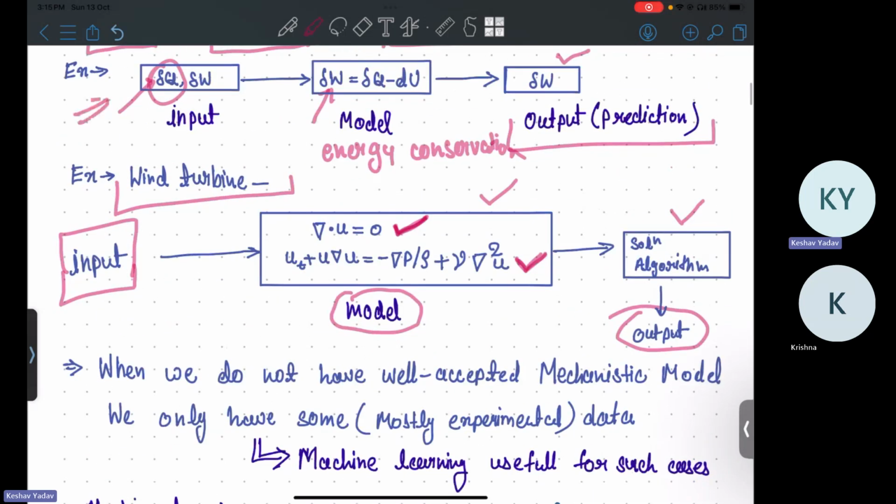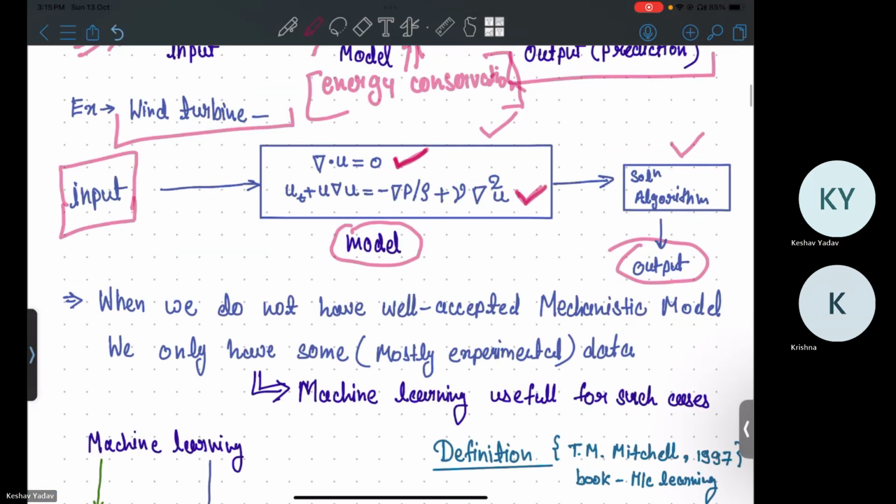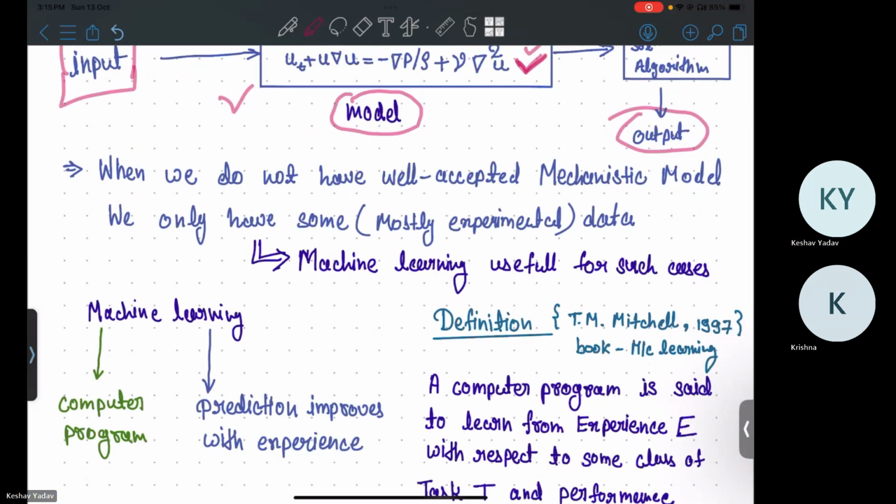So this problem, suppose, is based on some mechanism. That mechanism is what? The energy will be conserved in the system. This problem is based on the mechanism that the mass and momentum will be conserved in the system. So what will happen when we do not have a well accepted mechanistic model? When we do not have this kind of model, it means we do not know the underlying mechanism that is governing this problem.